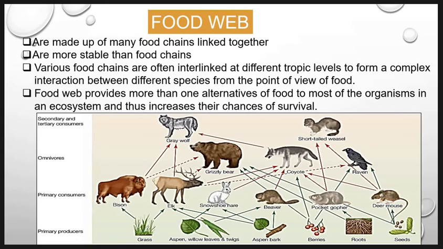Food webs are made up of many food chains linked together. The food web is more stable than the food chain. Various food chains are often interlinked at different trophic levels, forming a complex interaction between different species from the point of view of food. A food web provides more than one alternative of food to most of the organisms in an ecosystem and thus increases their chance of survival.